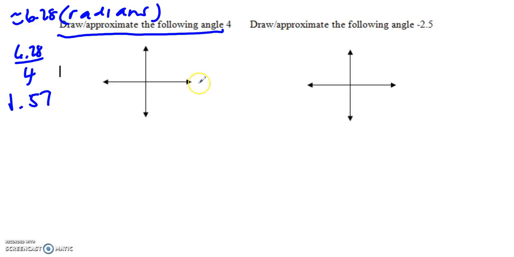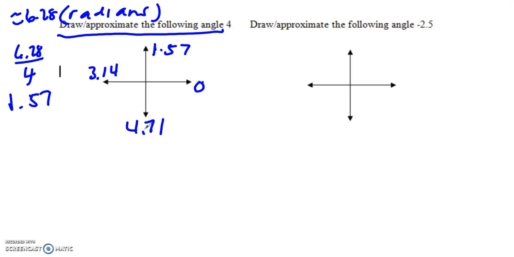I can say this would be 0, this would be 1.57. If I add 1.57 to 1.57, I get 3.14. Interesting, that might remind you of pi. If I add 1.57 to 3.14, I get 4.71.